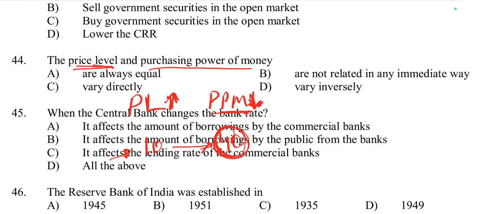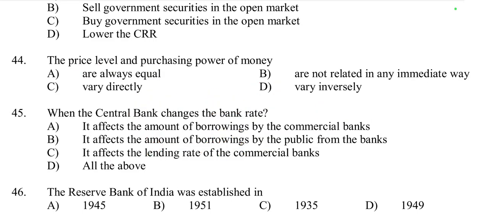So the relationship between price level and purchasing power of money varies inversely, or oppositely. When the price level rises, purchasing power of money decreases, and inversely when the price level decreases, then purchasing power of money increases. So it varies inversely.